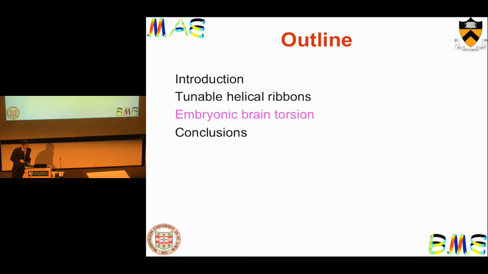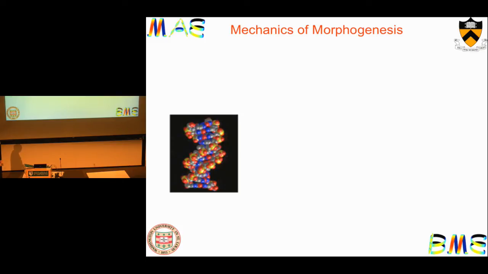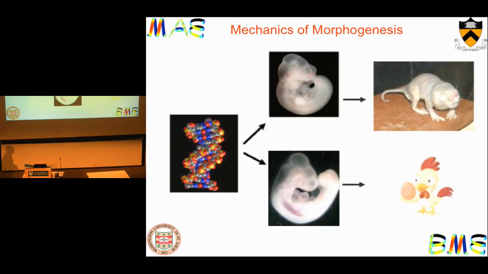So now let's move on to talk about the mechanics of morphogenesis in embryonic brain torsion. In the past century, the scientific community has embraced the huge success of molecular and genetic studies of development, but it remains poorly understood how the one-dimensional information coded in DNA is translated through mechanics into three-dimensional biological forms, a process termed morphogenesis. You can see that these embryos look pretty similar in shape early on, but later they can develop into dramatically different organisms.